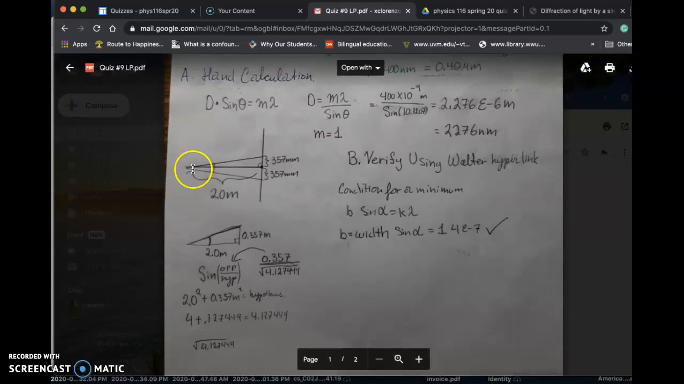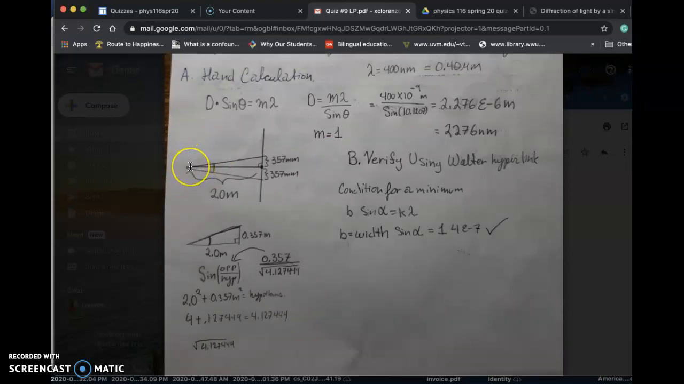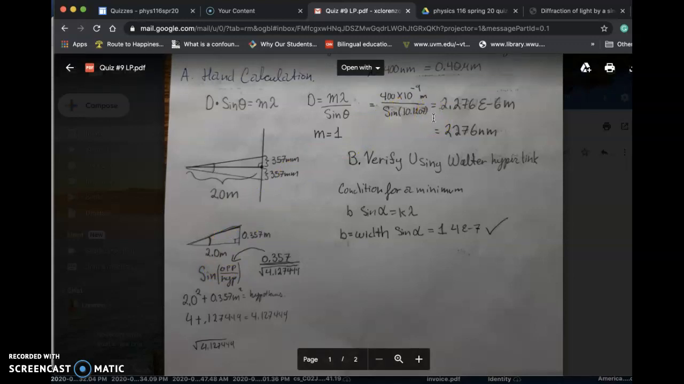Now to do that, we have to make a triangle where here is where the light's being shown, and here is the screen 2 meters away. Distance between here and here is 357 nanometers. Then we make a right triangle. Using sine, we have opposite and tangent, and we find that by the hypotenuse, 2 squared plus 0.357 meters squared, and we get the square root of 4.127449. We put that into the inverse of sine, and we are left with 10.12 degrees.